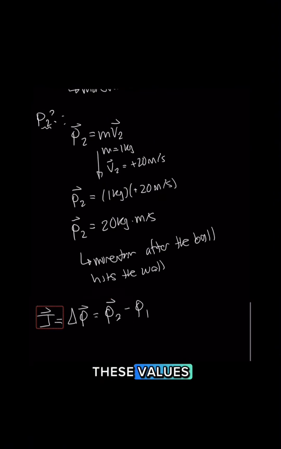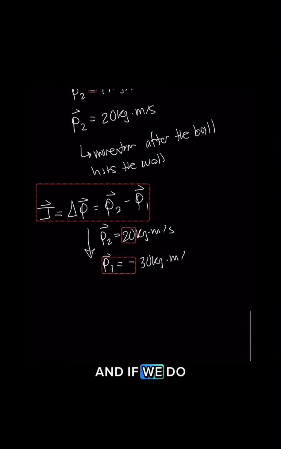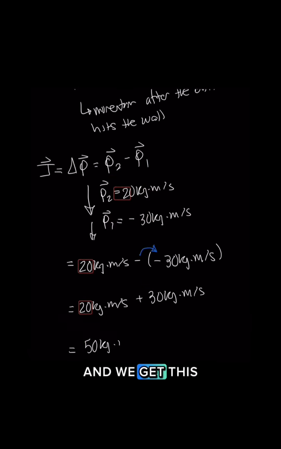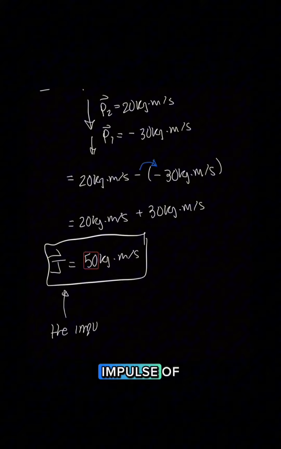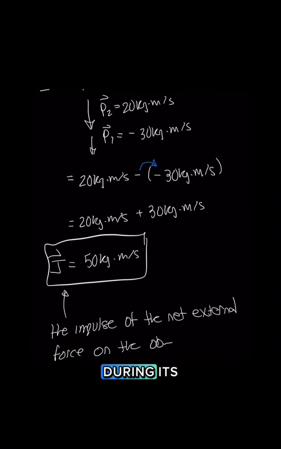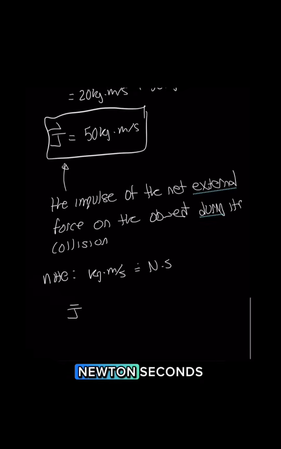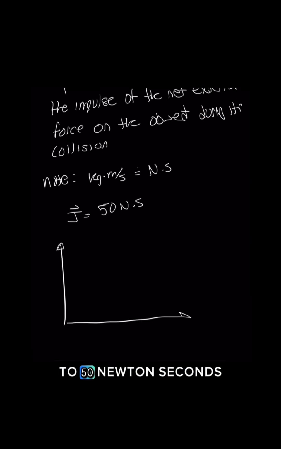We can plug both these values into our impulse equation, and if we do that, we can note that the negatives cancel, so it's just going to be an addition, and we get this for the final answer. So this is the impulse of the net external force on the object during its collision. One thing to note is that kilograms times meters per second is also equal to Newton seconds. So the impulse is also equal to 50 Newton seconds.